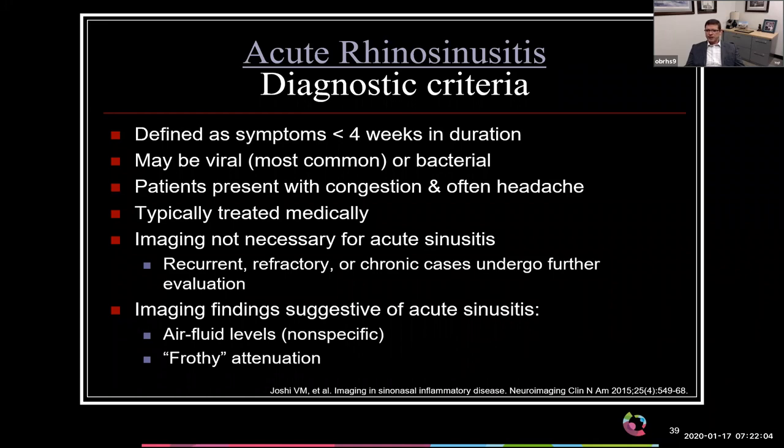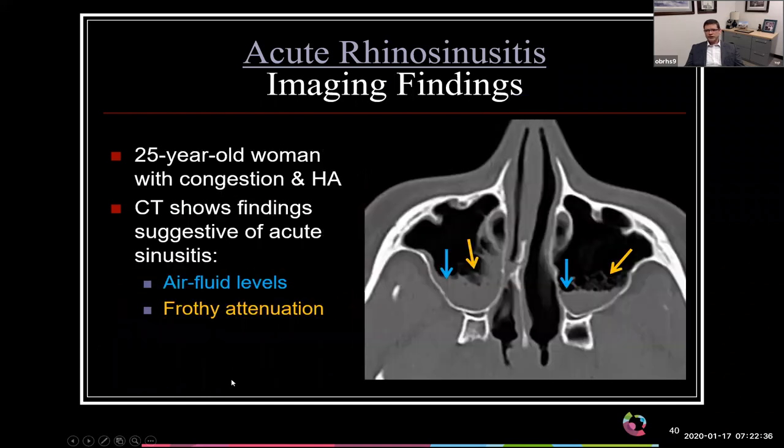And patients present with nasal congestion, and often they're going to have headaches. Now, this is treated medically, and imaging is not necessary for uncomplicated acute sinusitis. Imaging is really reserved for cases of recurrent, refractory, or chronic sinus disease that need further evaluation, to look for complications, or for preoperative planning. But in the setting of acute sinusitis, if they do imaging, some of the imaging findings that support the clinical diagnosis of acute sinusitis are air fluid levels and frothy stranding or attenuation.